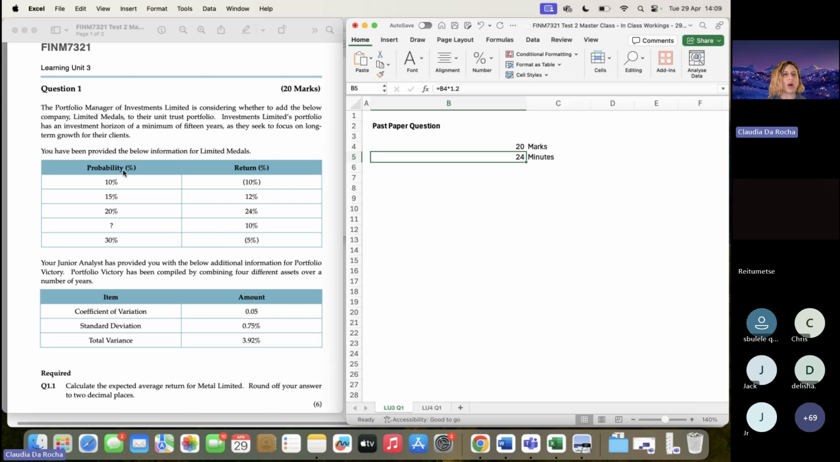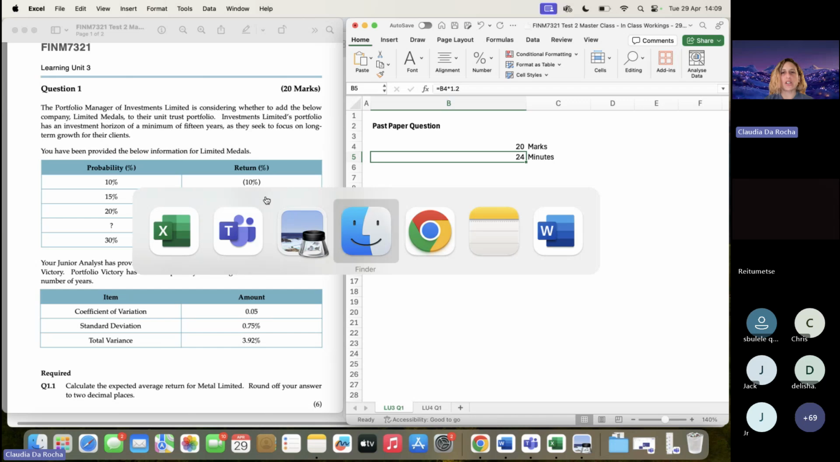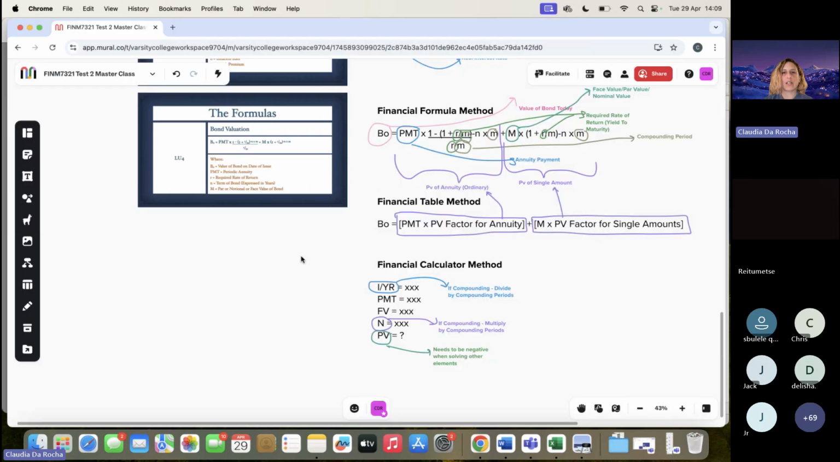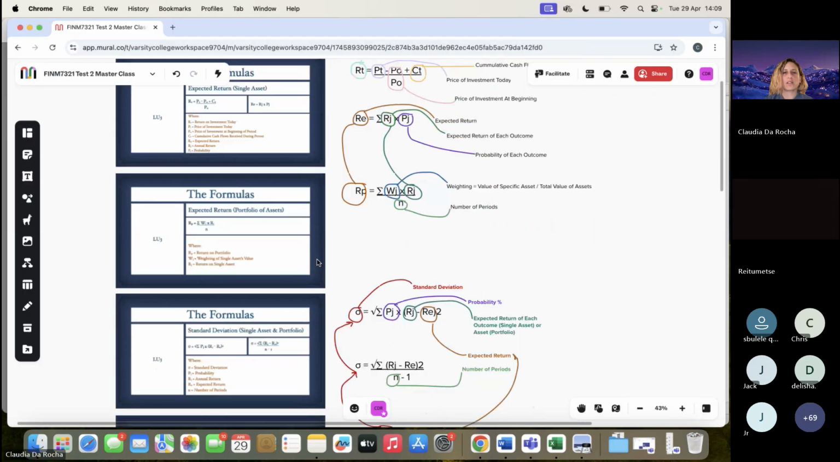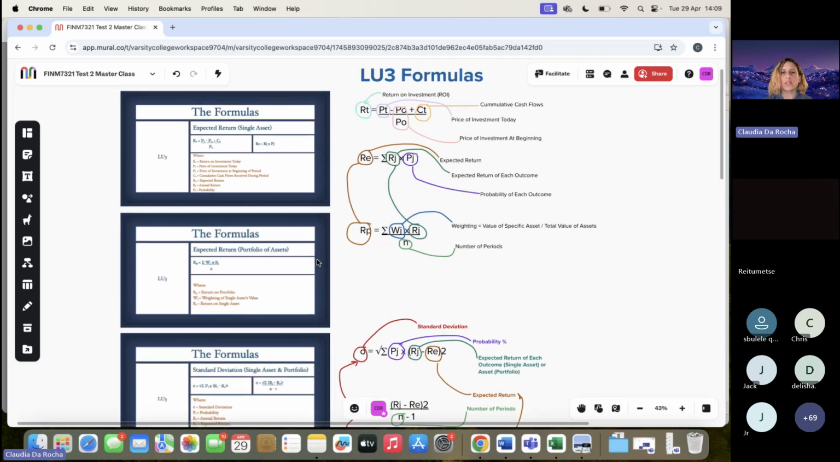Here I have my probability percentage and I have my return. So I know that, first of all, because it's a single asset, and second of all, because they've given me a probability percentage, I'm going to use my probability formula. That's what I'm going to use. Just to remind us which one that is, I'm going to go back to our whiteboard. So it's this one here, where I've got the bit of a blue block. That is what we are going to use.